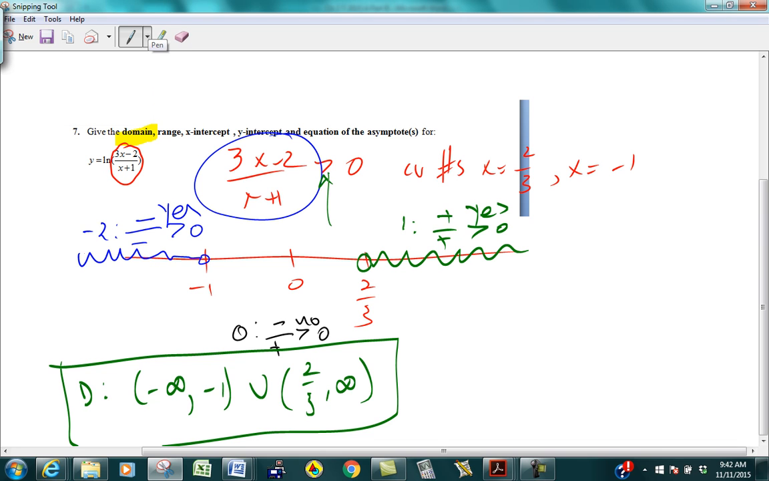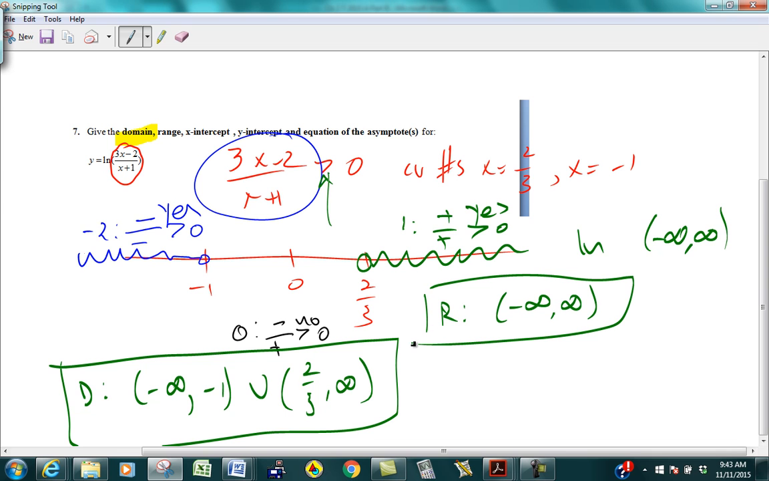So, taking care of the domain. Range: you should know that ln or log or whatever goes from minus infinity to infinity. There's nothing constraining that. So the range should be minus infinity to infinity. Okay, y-intercept. Y-intercepts happen when x is 0, when x is 0.